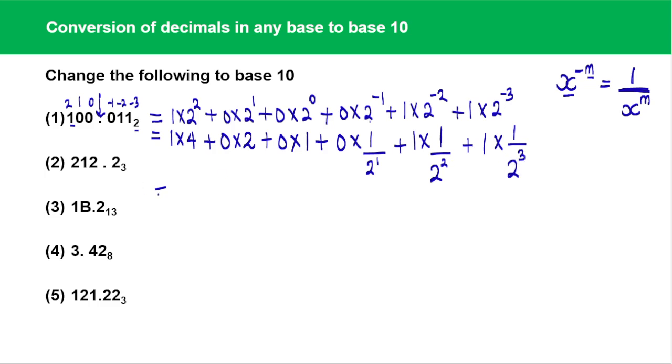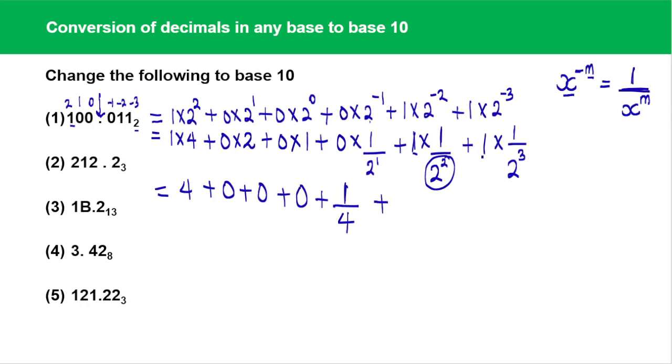Now we'll simplify further. 1 times 4 will give us 4. 0 times 2 will give us 0. 0 times 1 will give us 0. 0 multiplied by anything is always 0. And here we have a whole number multiplying a fraction. The whole number will multiply just the numerator of the fraction. So 1 times 1 will be 1 over 2 to the power of 2. Remember, 2 to the power of 2 is 4.